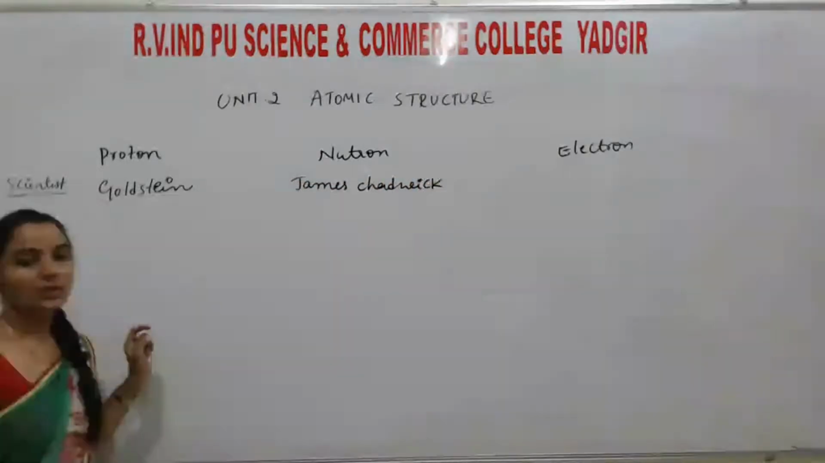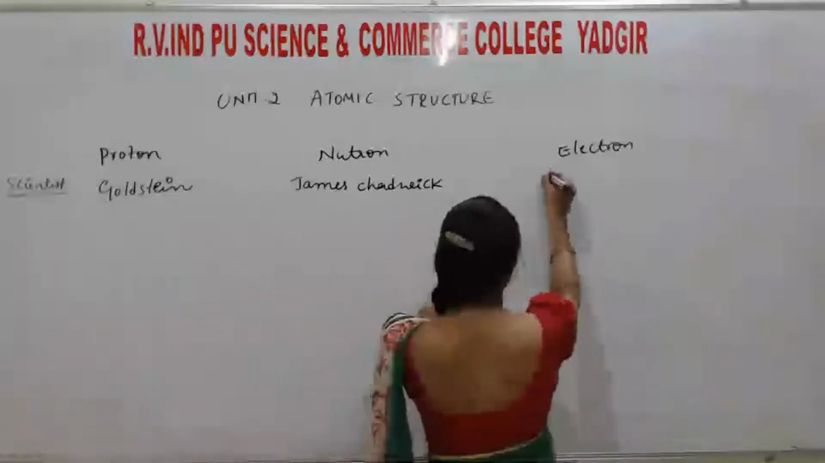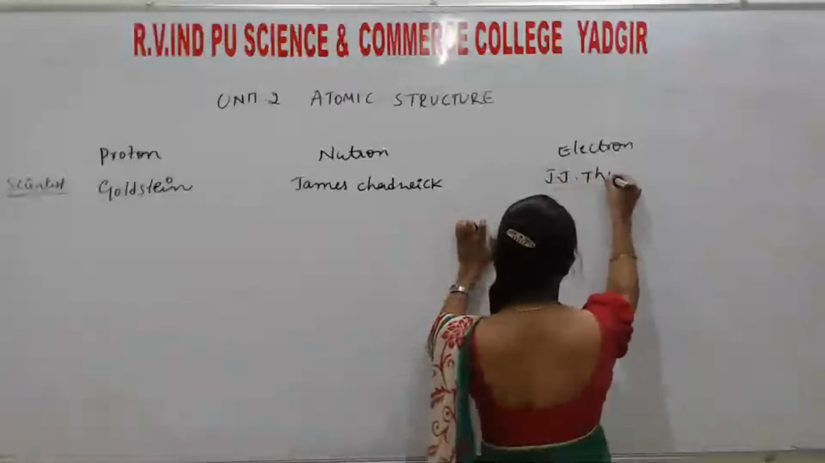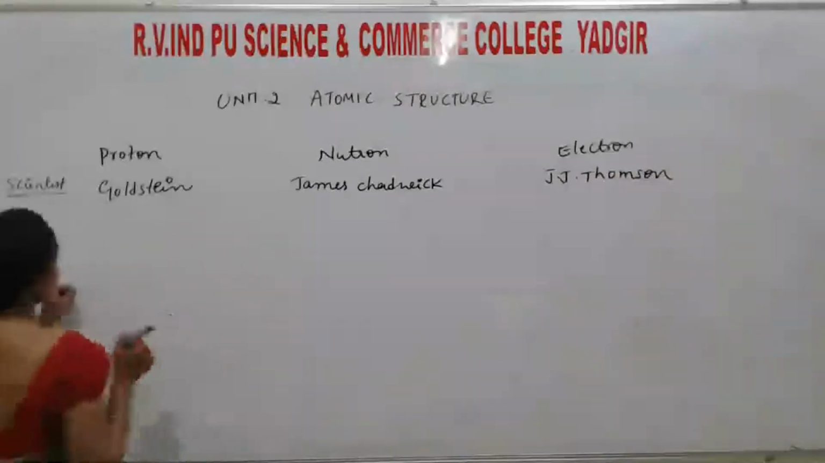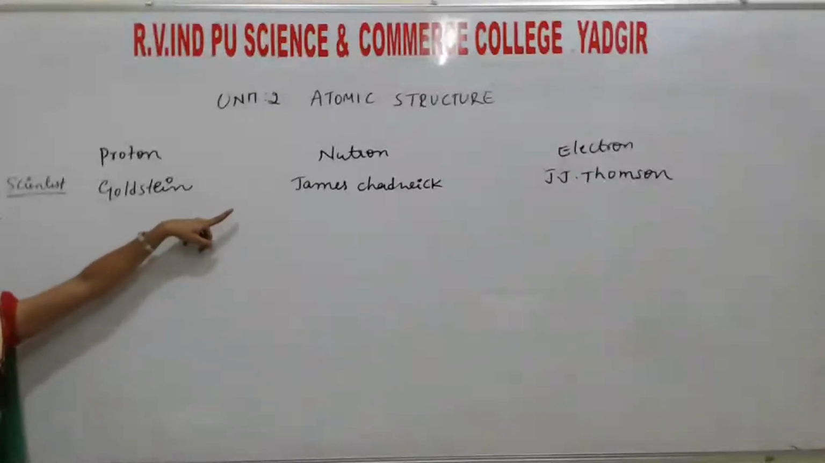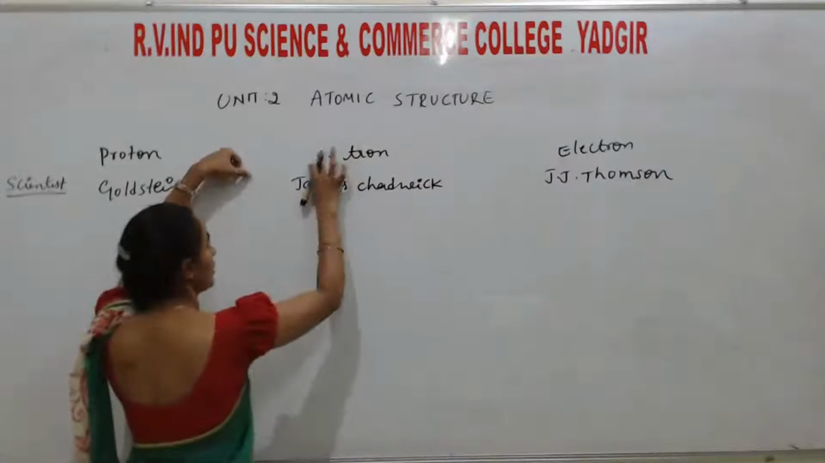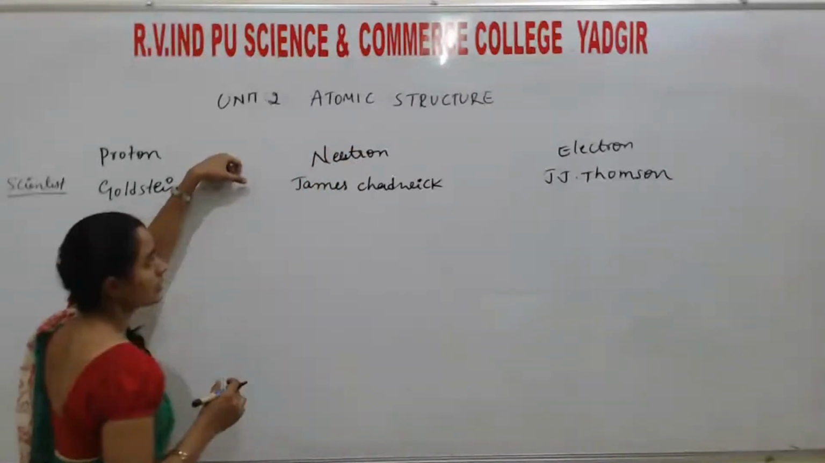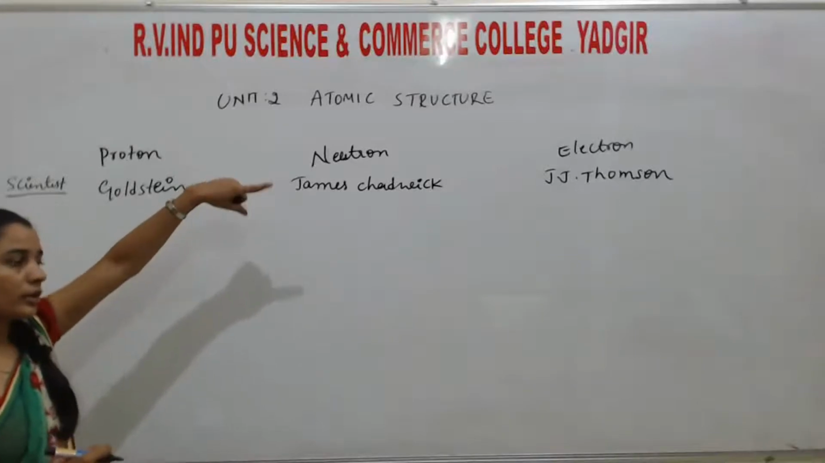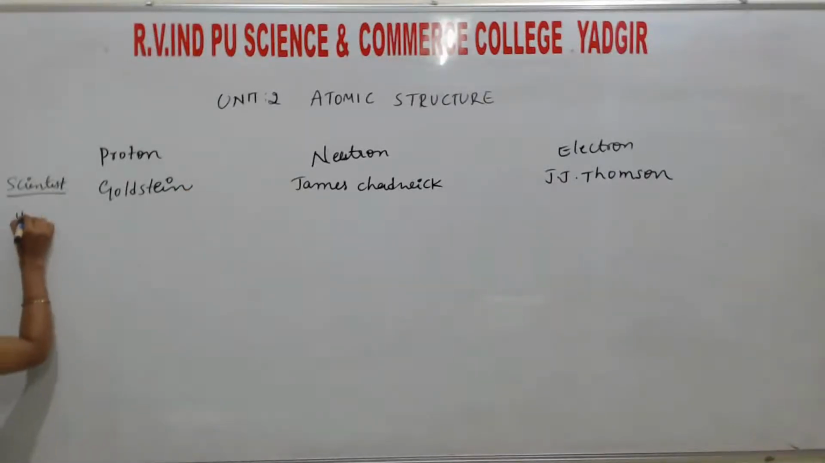James Chadwick. And electron is discovered by J.J. Thomson. Okay, students. Proton is discovered by Goldstein. Neutron is discovered by, sorry, I wrote this spelling wrong. Neutron is discovered by James Chadwick, and electron is discovered by J.J. Thomson.